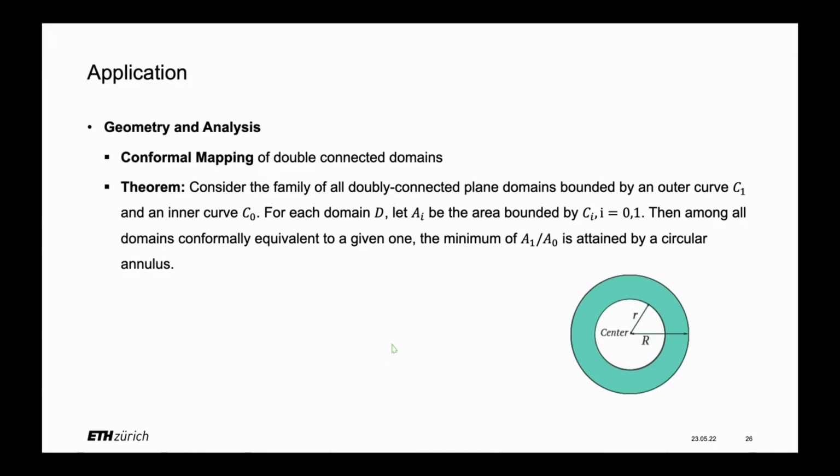So what we have here is we're looking at a conformal mapping of a doubly connected domain. So as an example, I would like to show you briefly a sketch of a proof of our theorem, which is: consider the family of all doubly connected plane domains bounded by an outer curve C1, which is this one, and an inner curve C0. For each domain D, let Ai be the area bounded by Ci, where i is equal to 0 and 1. Then, among all domains conformally equivalent to a given one, the minimum of A1 over A0 is attained by a circular annulus.